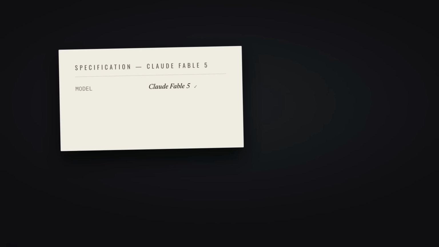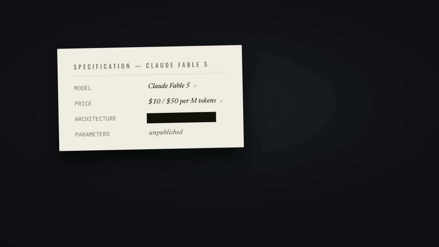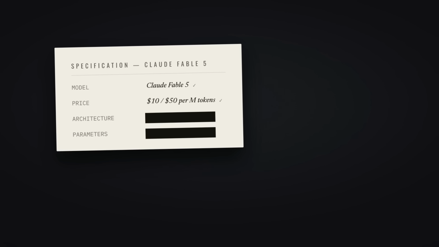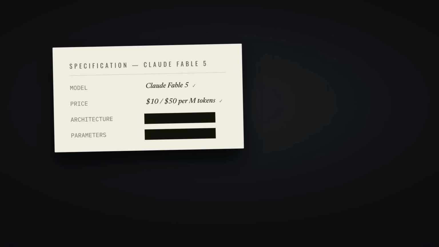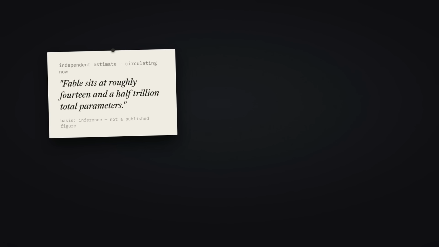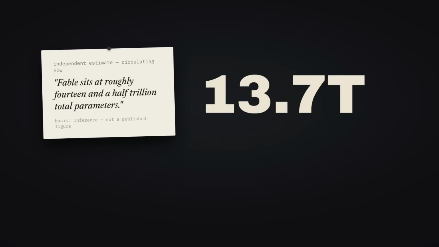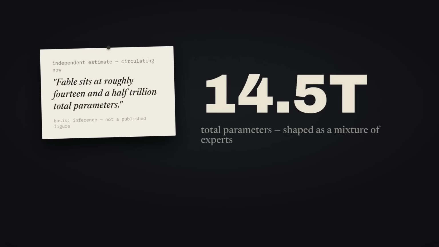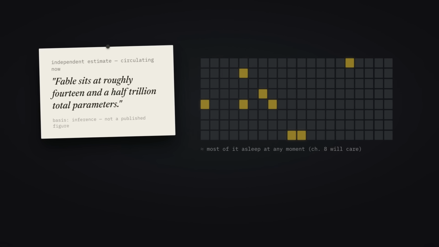And because they have never actually published the model's architecture or parameter count, if we want to build a physical cluster to hold it, we first have to figure out what number we are even building against. The only working figure we have is an independent estimate circulating right now that guesses Fable sits at roughly 14.5 trillion total parameters, shaped as a mixture of experts model.